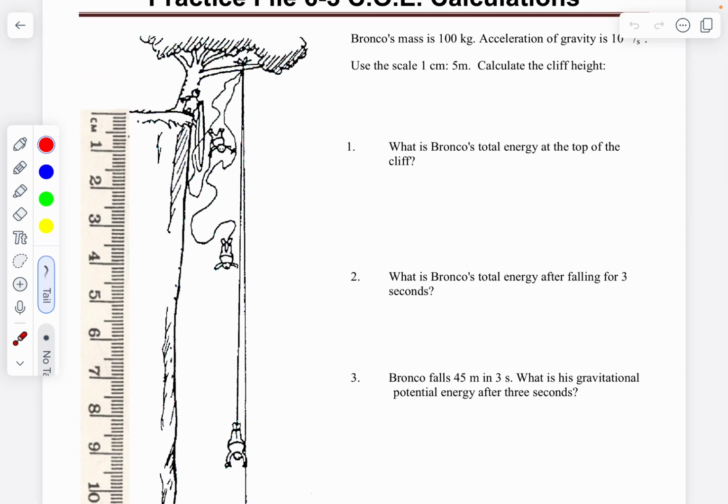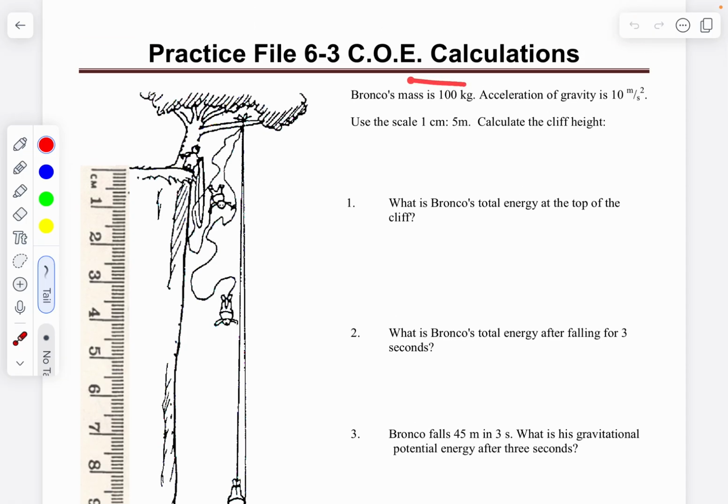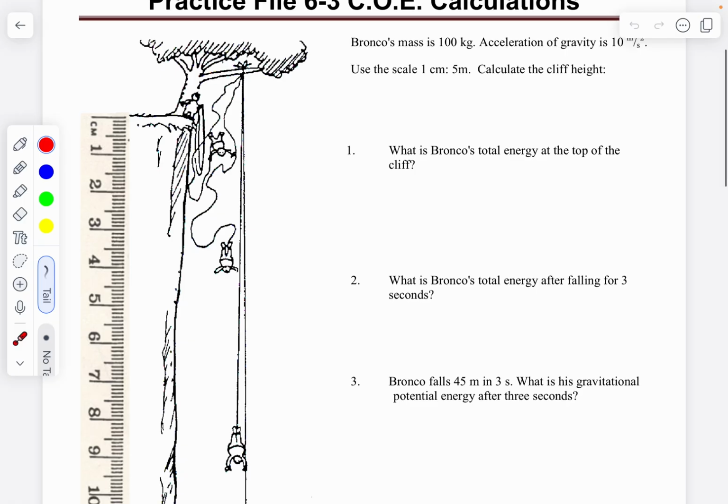So we're just going to work through this piece by piece here. Given information is that the jumper has a mass of 100 kilograms. We're going to use 10 for gravity. And then this is drawn to scale, so every centimeter is equivalent to 5 meters of height.